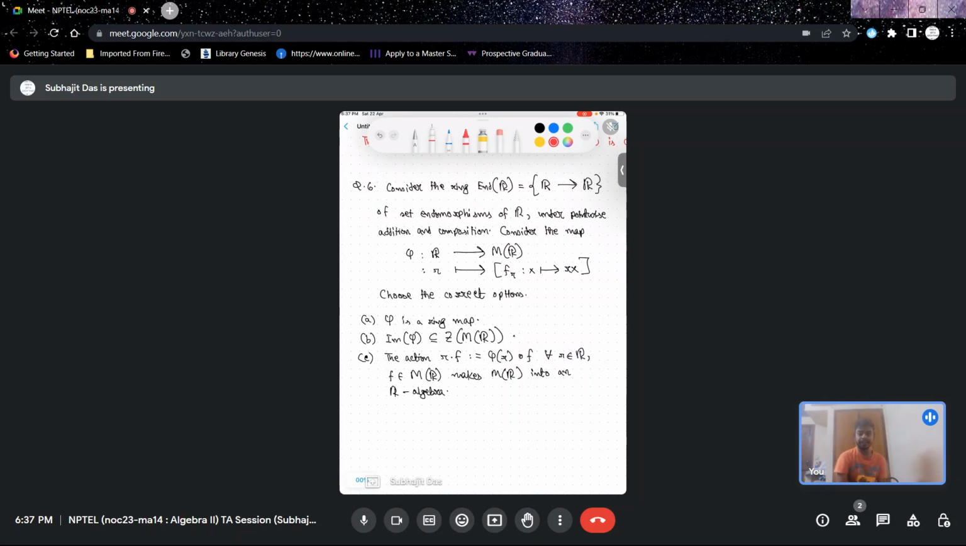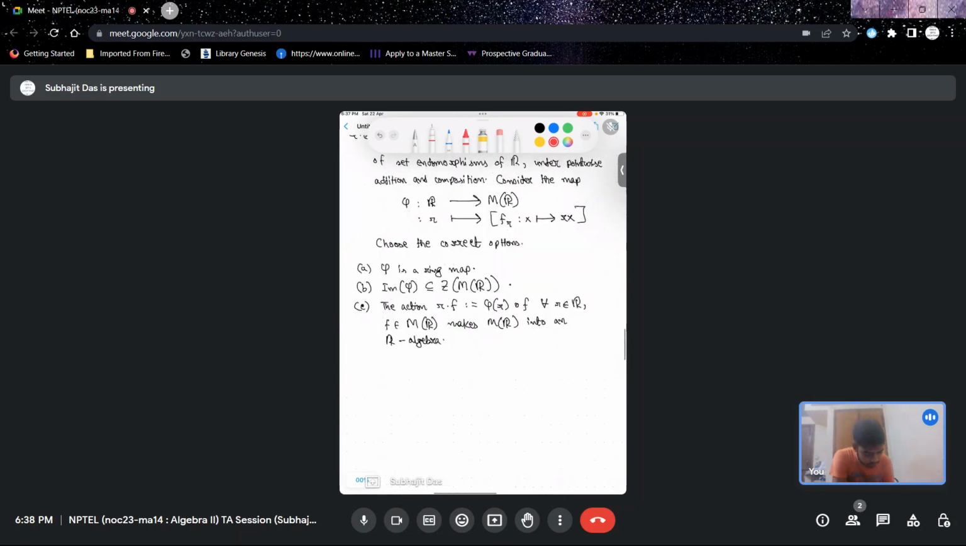And this is a ring under pointwise addition and composition, and you have a mapping phi which maps R into End(R), given as follows: you map any real number r onto the function which sends every x onto rx. Now you need to choose which of the following options are correct. So first one says that phi is a ring map. A is correct, easy to see.